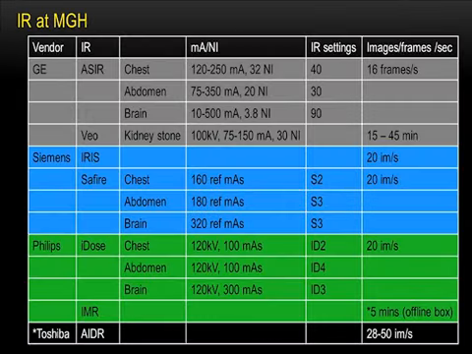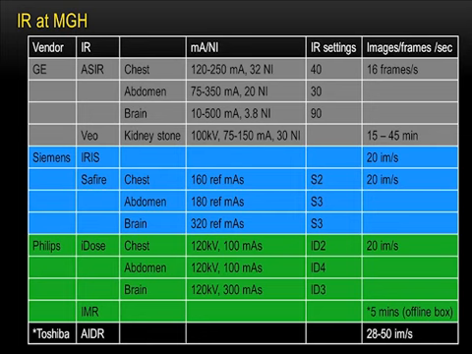This is our experience with all the IR techniques at MGH. We started off with ASiR, and so the ASiR and Veo from GE, and Iris and SAPPHIRE from Siemens, and Philips we have IDOS and IMR. So what we're doing presently is we're scanning routine chest CT with this mA range of 250 mA max and 32 noise index with the ASiR setting of 40. And then we're using ASiR setting of 30 for routine abdominal CTs with those levels.